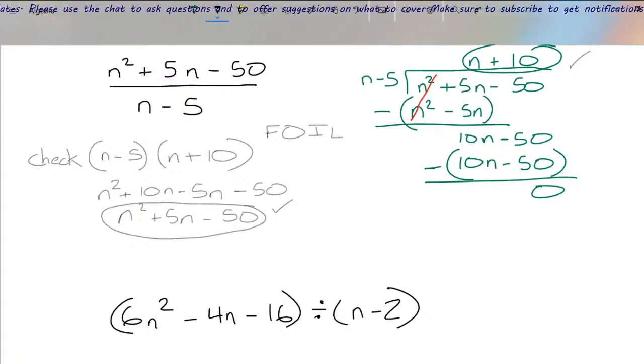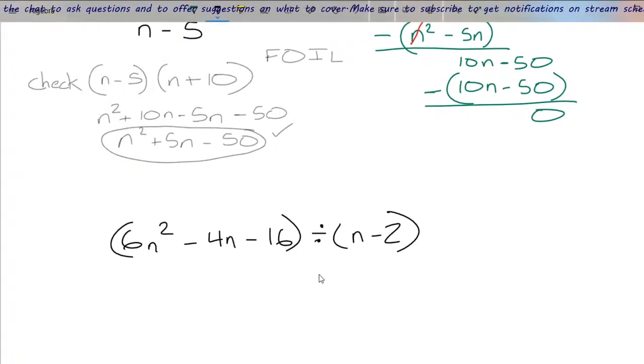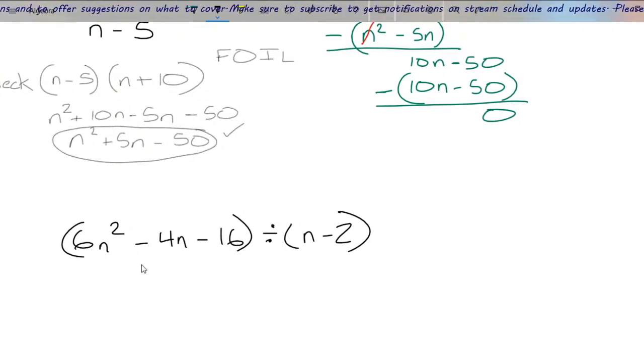So I'm going to just scoot this down just a little bit. So I'm going to write this next one to set this up. I'm just going to scoot over.